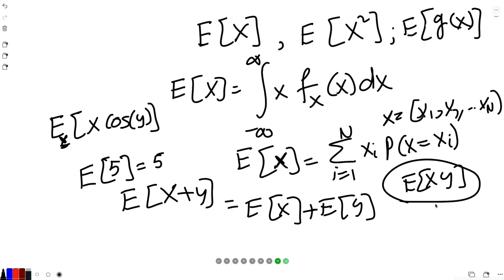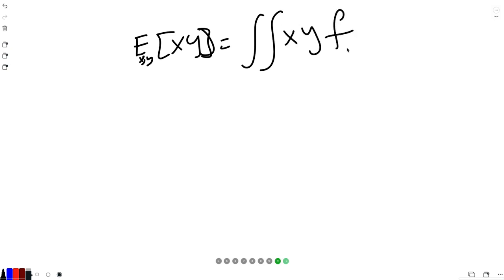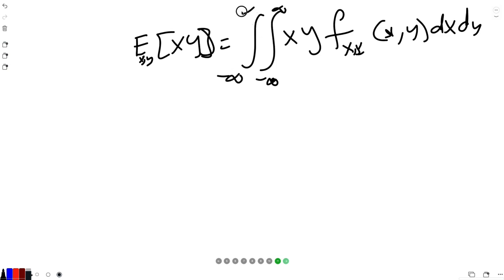How is it computed in the general case? In general, the expected value of X times Y is equal to a double integration, because now we have two random variables, X and Y. It will be the integral of x times y times f_{X,Y}(x,y) dx dy, from minus infinity to infinity and from minus infinity to infinity. This is the way of finding the expectation of X times Y in general.